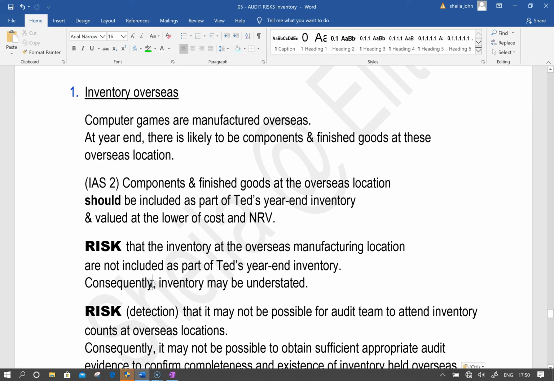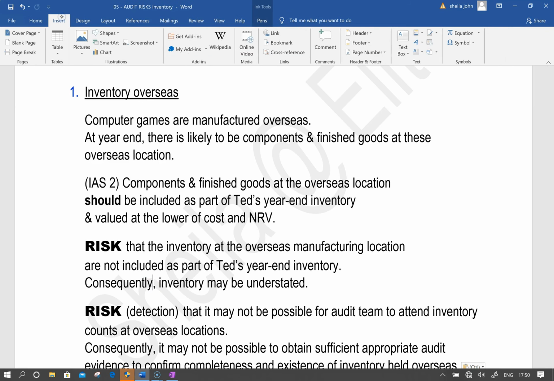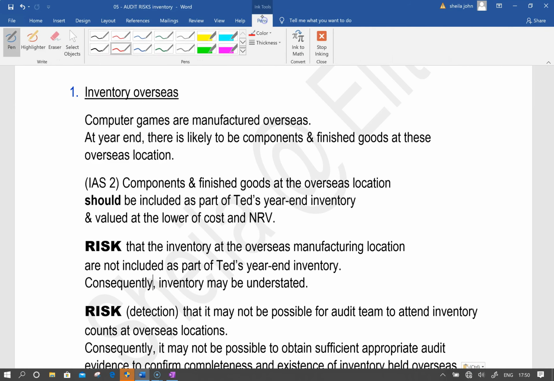Okay, then go on to the accounting treatment. The components and finished goods at the overseas location should be included. You can always use the word should or must. They should be included as part of Ted's year-end inventory and valued at the lower of cost and net realizable value. The risk here is that they have not included it. Consequently, inventory may be understated.